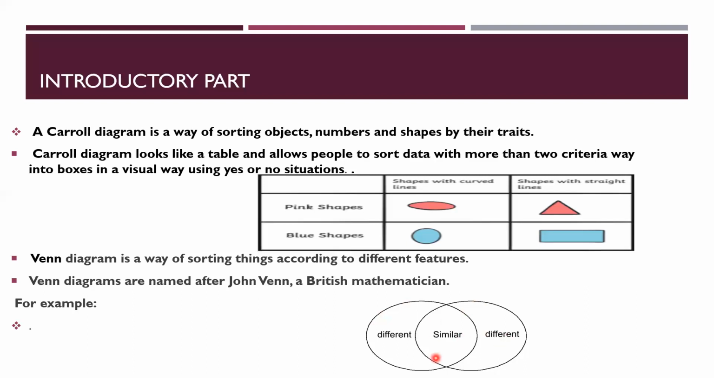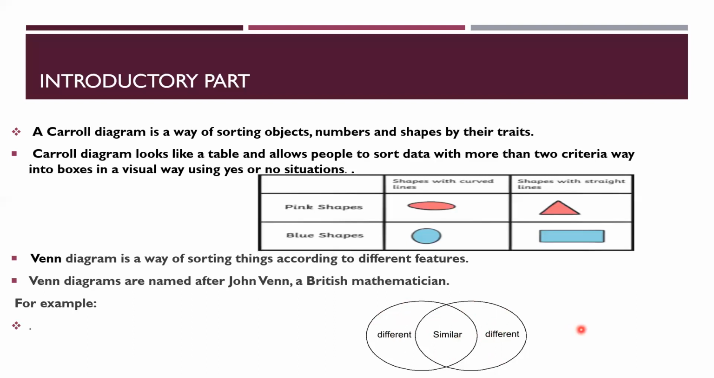So you can write here. If it is pure veg food, you can write over here. If it is a pure non-veg food, you can write it here. If it is a mix of veg and non-veg, you can write it in the similar part because it satisfies veggie food as well as non-veggie. Now you understand what a Carroll diagram and what a Venn diagram is.